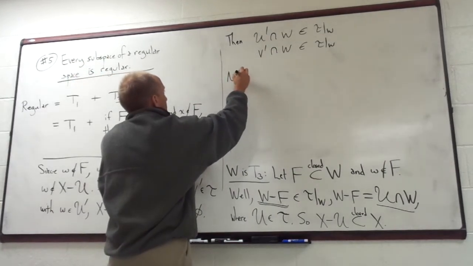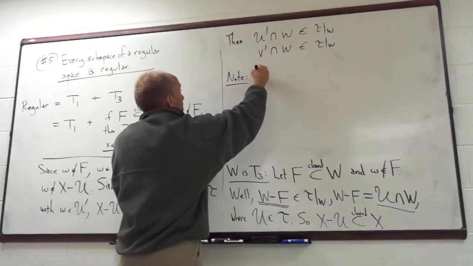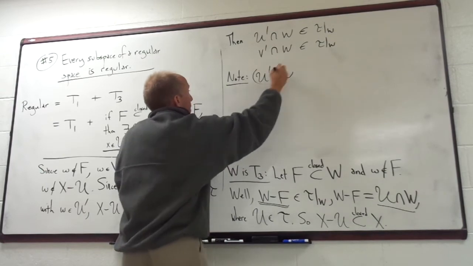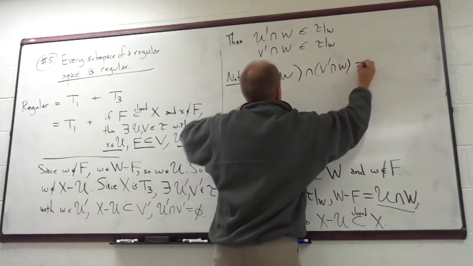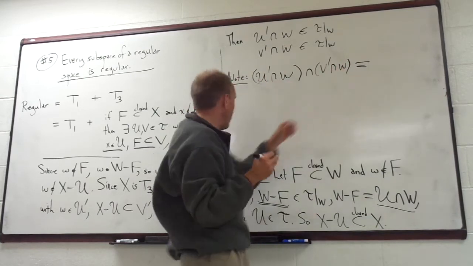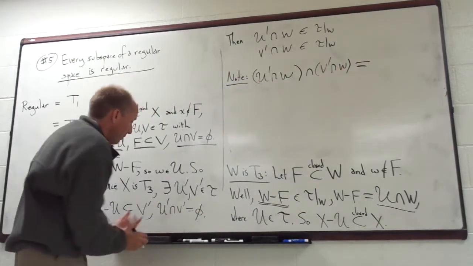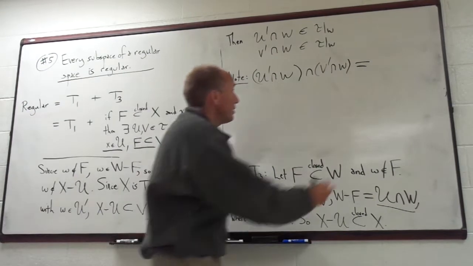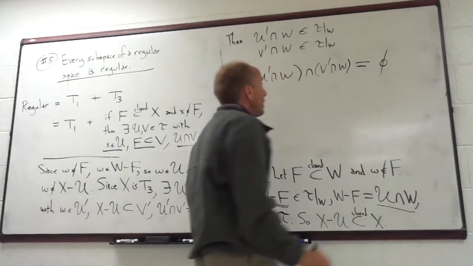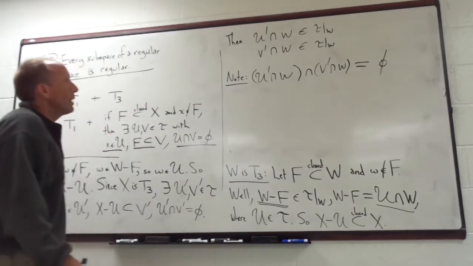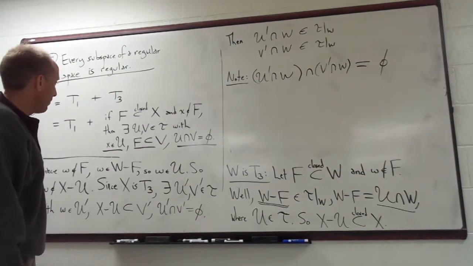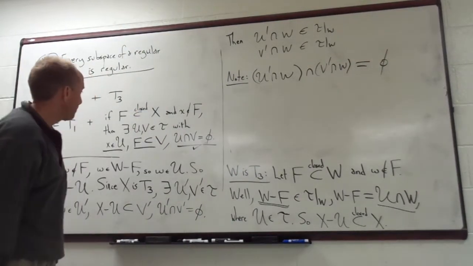For example, the last part here. Just note that if I take these two sets and intersect them, I'm doing a massive intersection that includes the U prime and the V prime, which are already disjoint. There's nothing in common even with U prime and V prime, so you're just going to get the empty set out of that. Okay, so that's good.